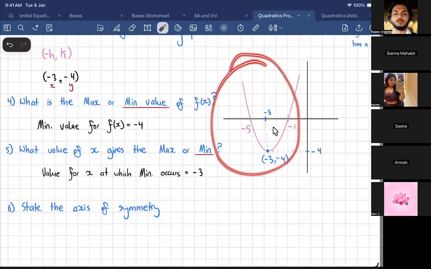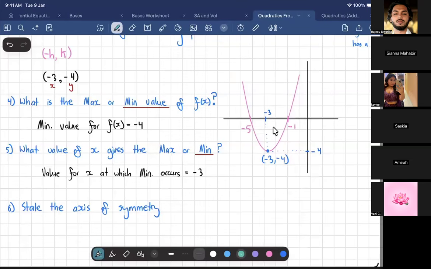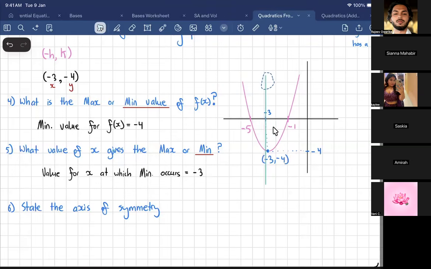So where would I have to draw a line to cut it? Through -3. I would have to draw a vertical line passing through -3. You seeing that? Yes, sir. So what would be the axis of symmetry then? -3. That is not it.